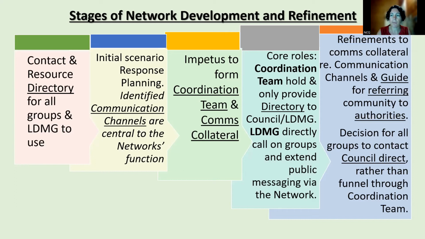We just need to know the communication channels. Generally, we go through the authorities. And worst comes to worst, if something happens for whatever reason and all systems and access are shut down, at least we've got our contact directory and our resource directory in place for our own use, and we can use that if we need to. But generally, we just go through the LDMG.